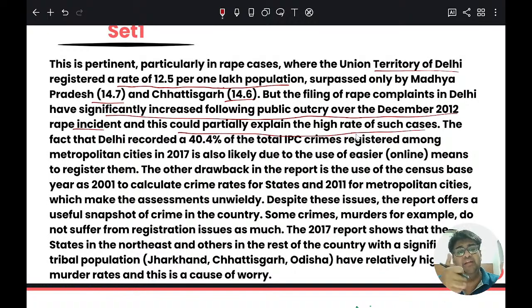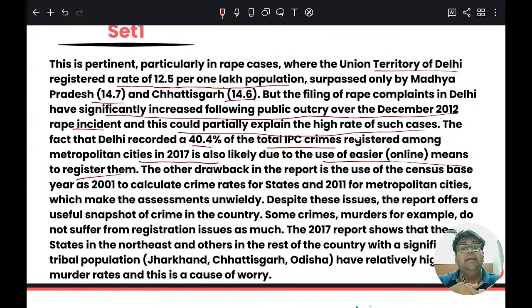So they're saying that the Union Territory of Delhi has a rate of 12.5 per 1 lakh population, but the filing of complaints in the other states is significantly low, because after the Delhi 2012 rape incident, people started reporting more. The fact that Delhi recorded 40.4% of the total IPC crimes registered among metropolitan cities in 2017 is also likely due to the use of easier online means to register them. Now they're saying that all these crimes are being reported because it's easy to report nowadays.